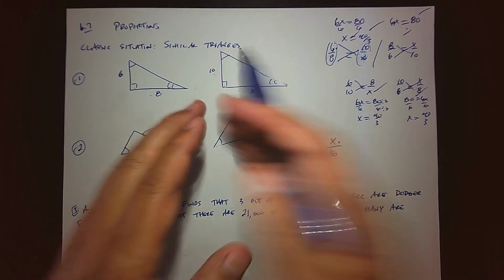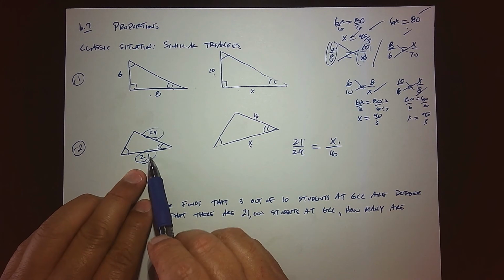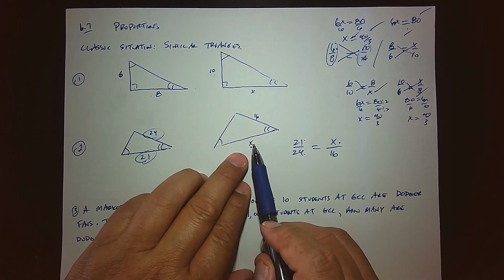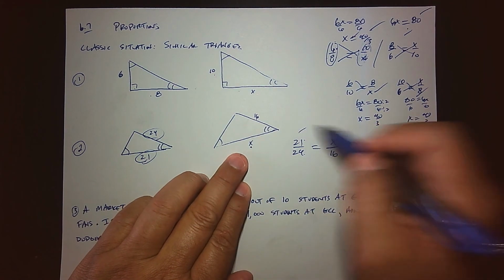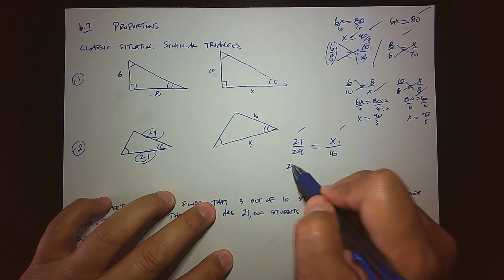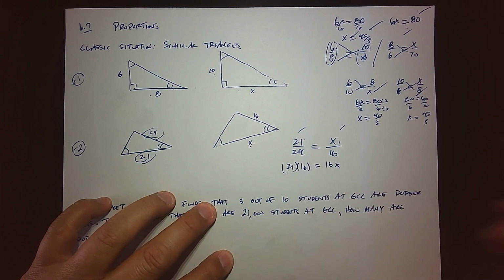So I'm keeping the two triangles separate, and I'm comparing this side here to this side there, and making the same comparison in the other one. So my ratios are consistent. So how do we solve this? We cross multiply. All right.